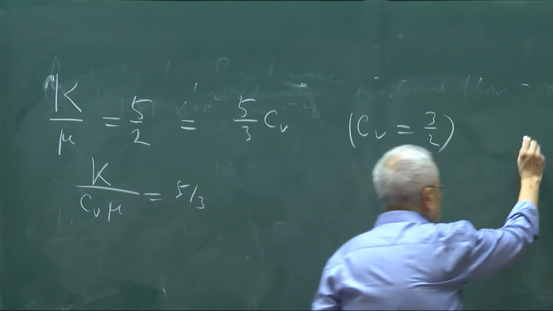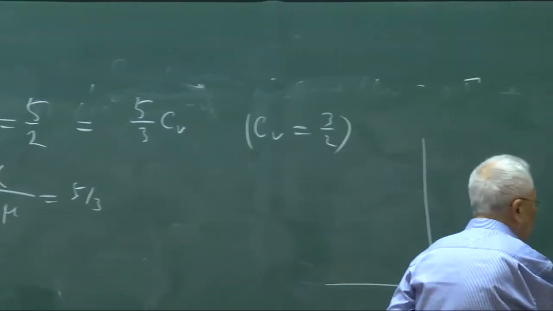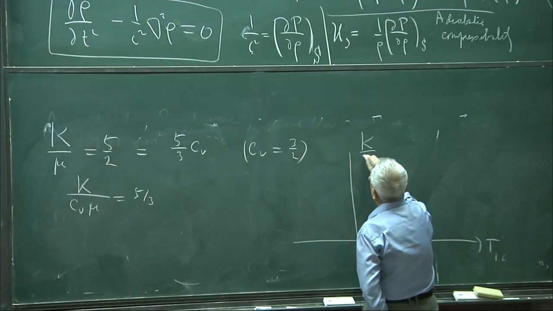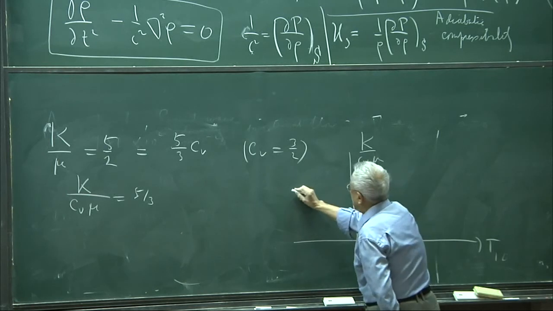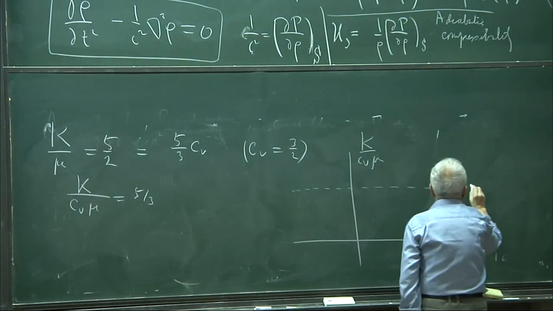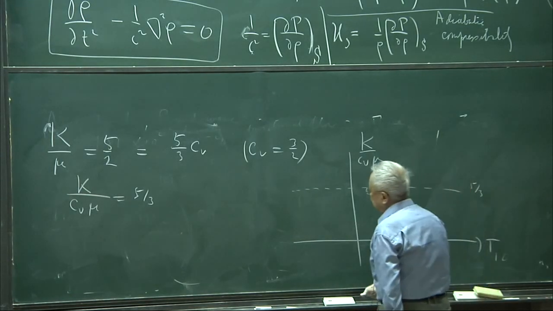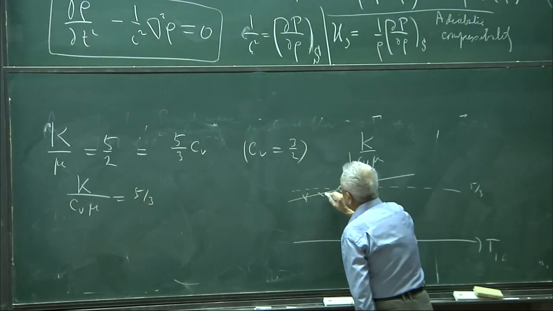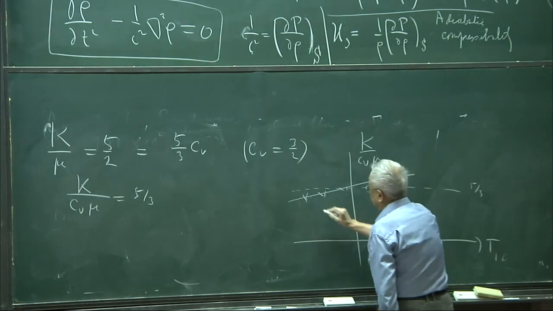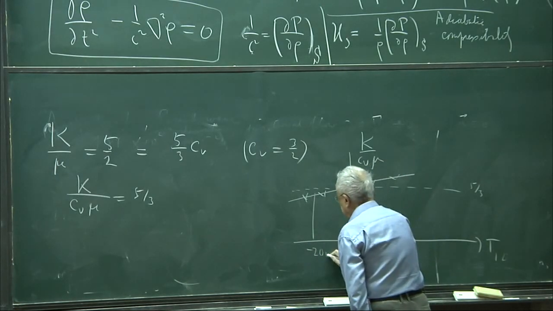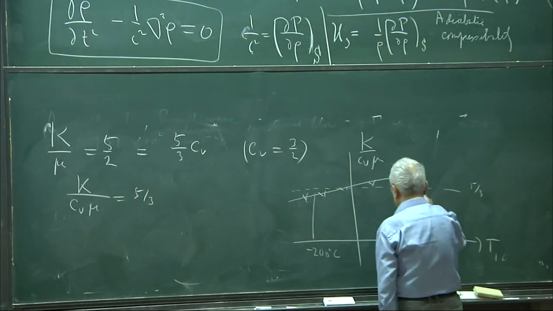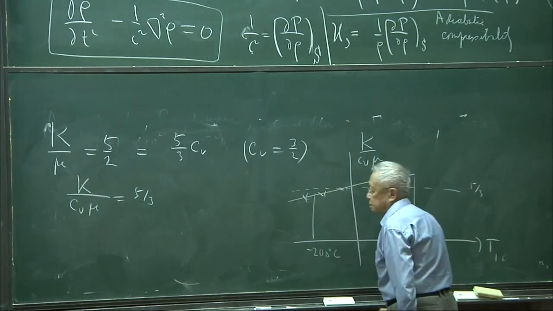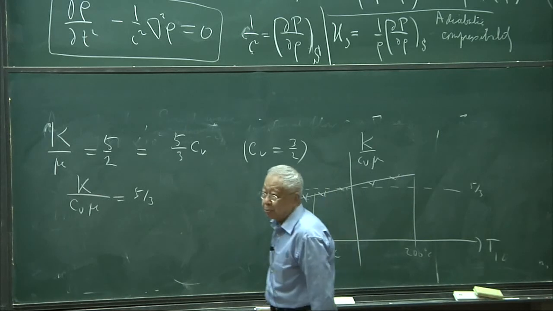And we'll make a plot. Temperature. We'll plot here k over C_V mu, and here's 5/3. The measured value is not bad. It's nice. You get points like this, from minus 200 degrees centigrade to 200. These are different gases. So it's not perfect, but it's not bad.